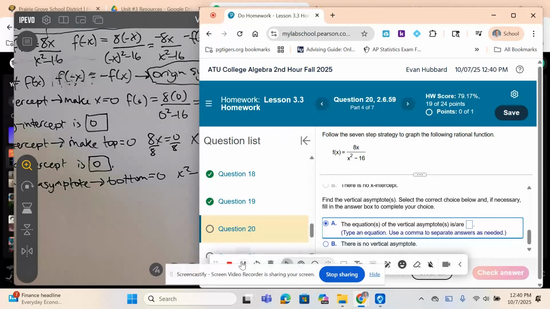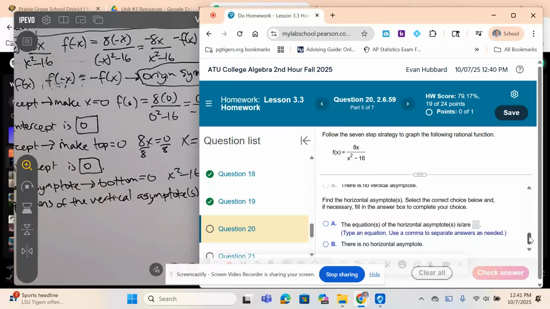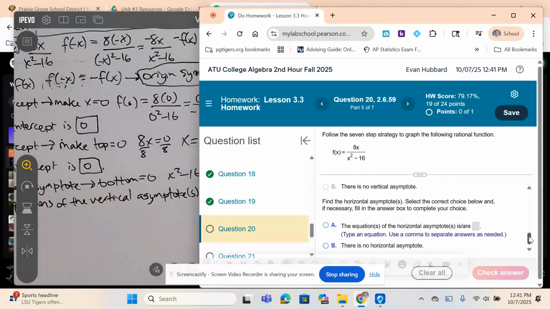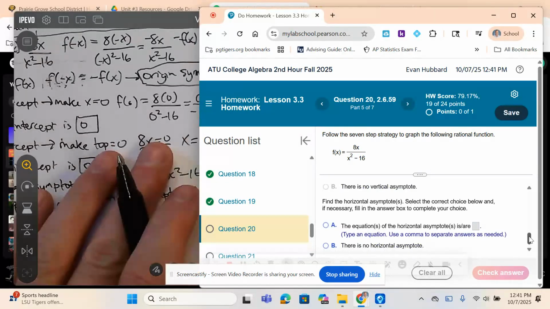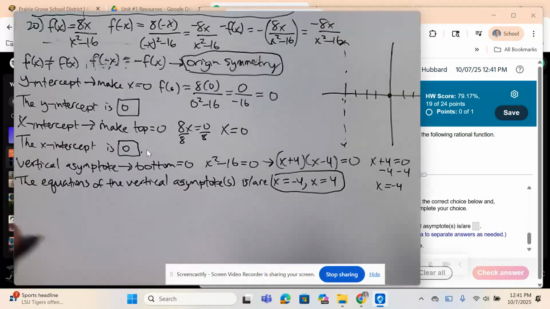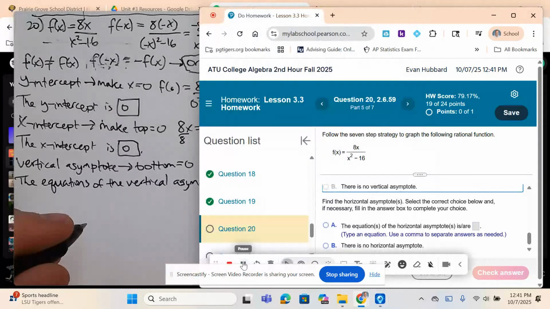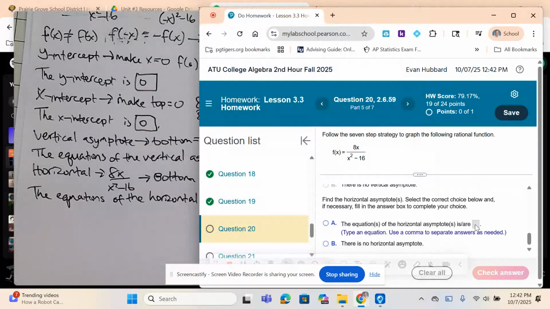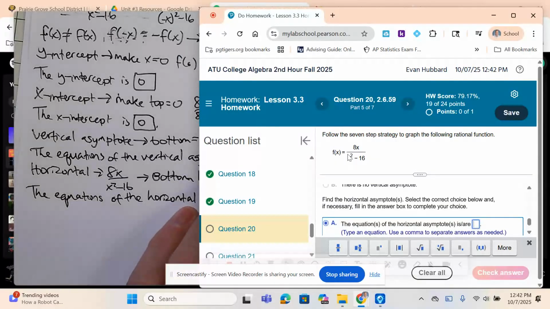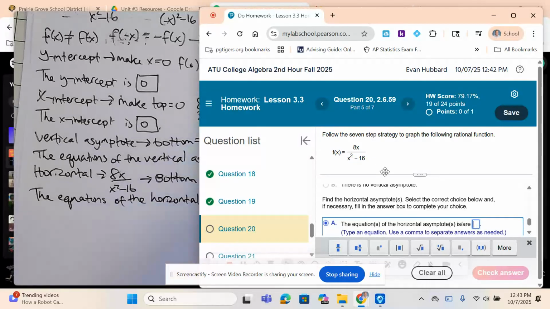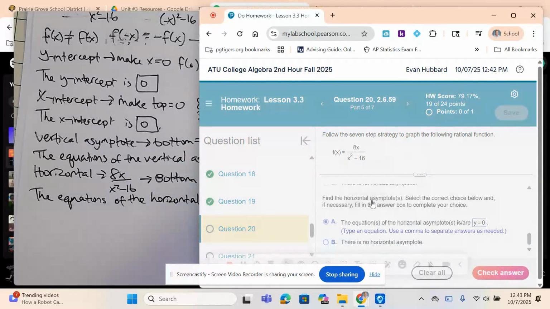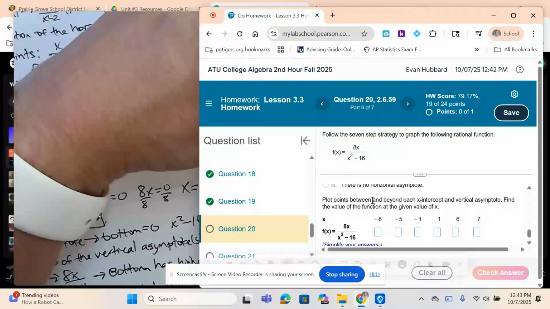Pause this. So I plugged that in real quick. I typed in x equals negative 4, x equals 4. Horizontally, you ask yourself which one's got a higher power, top, bottom, or tie. In this case, the bottom has a higher power. So when the bottom has a higher power, it's y equals 0. So you've got a horizontal asymptote at y equals 0.